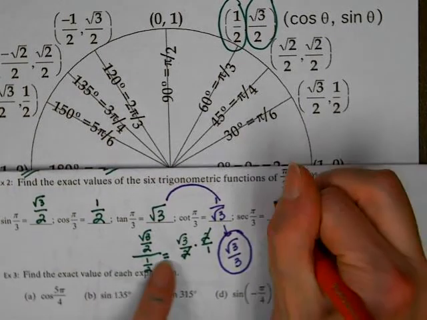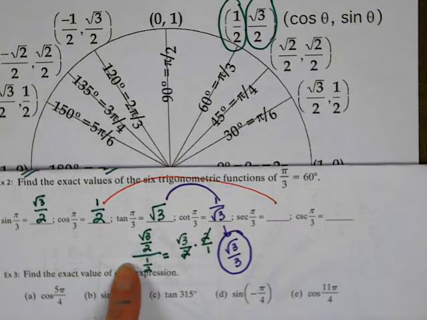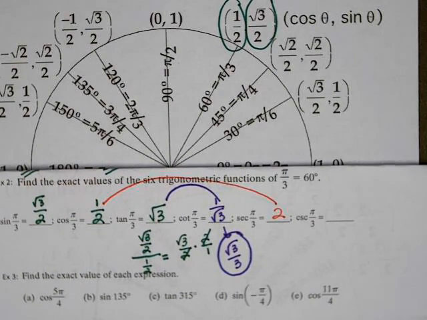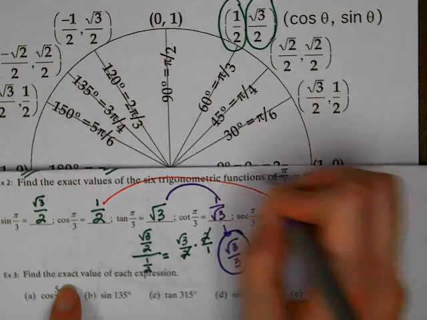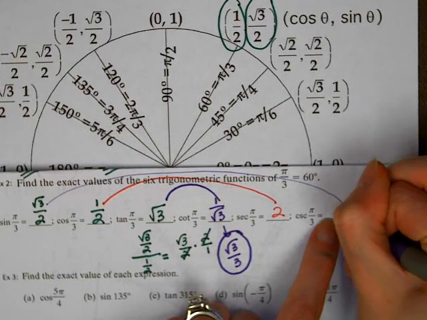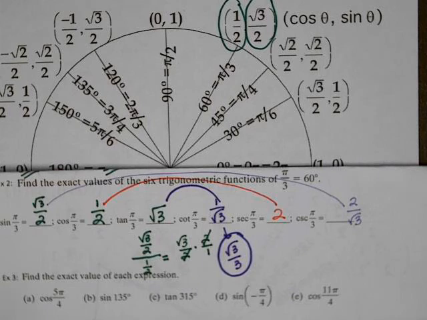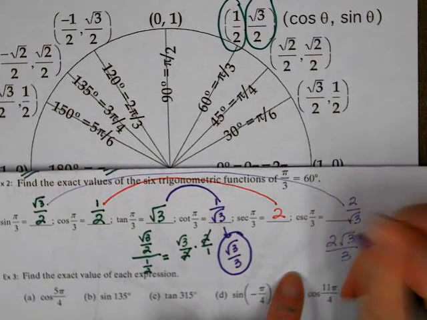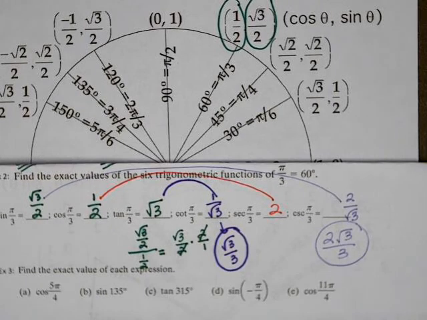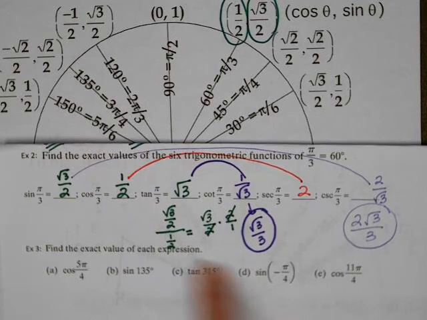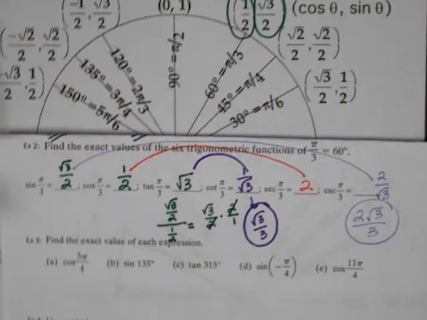Now, secant is the reciprocal of cosine. So the reciprocal of 1/2 is 2. And then new color, running out of colors. Cosecant is the reciprocal of sine. So not root 3 over 2, but 2 over root 3. And if you rationalize that, we don't want a root in the denominator. It's 2 root 3 over 3. Okay, awesome. These are more just reading the unit circle, so we can skip those.